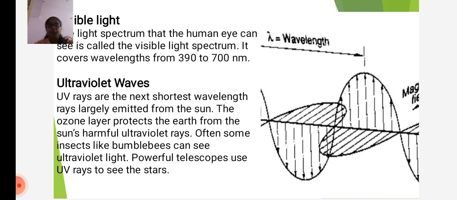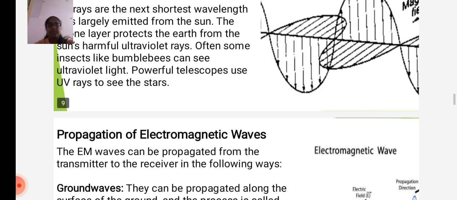Ultraviolet waves. UV rays are the next shortest wavelength rays, largely emitted from the sun. The ozone layer protects the earth from the sun's harmful ultraviolet rays. Also, some insects like bumblebees can see ultraviolet light. Powerful telescopes use UV rays to see the stars.